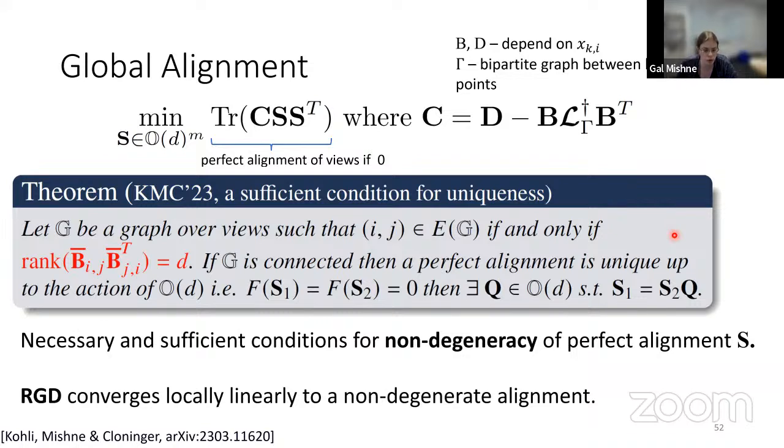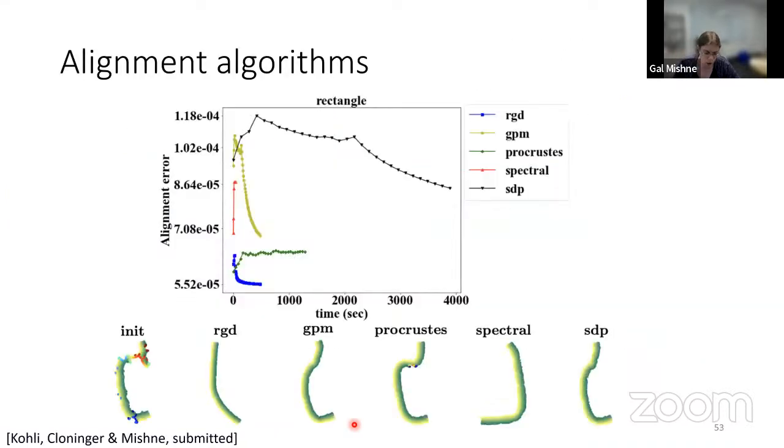So we have a sufficient condition for uniqueness, and we also have necessary and sufficient conditions for it to be non-degenerate. And we can also show that Riemannian gradient descent in solving this optimization problem converges locally linearly to a non-degenerate alignment of our local views. And we have a paper up on arXiv that's under review that lays out the theory for this.